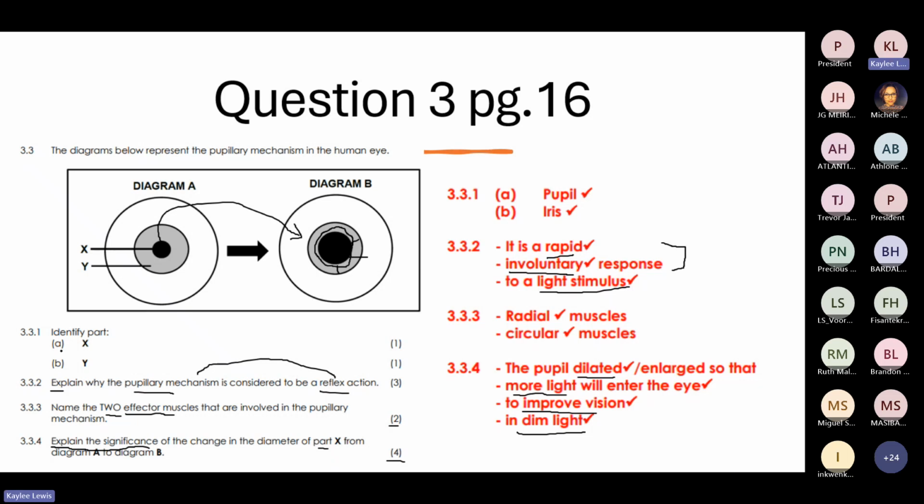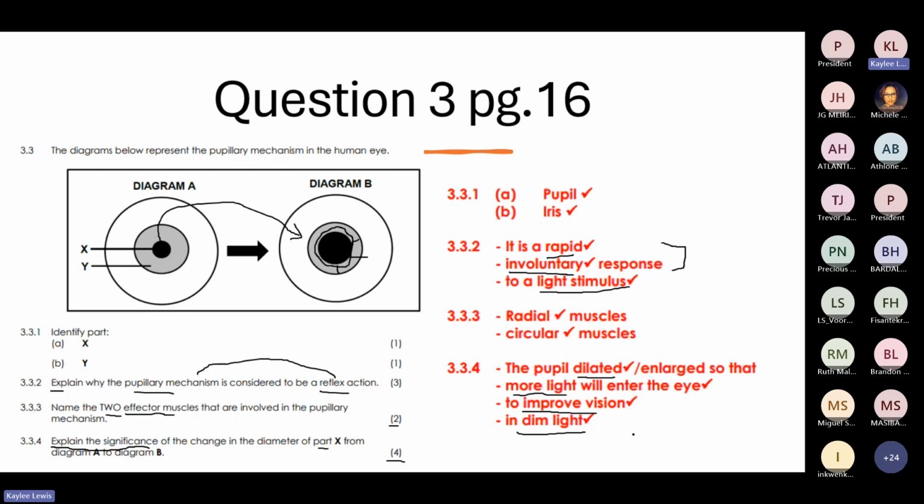So if we just look at the question again, it's saying explain the significance in the change in the diameter of part X from A to B. So yes, the pupil dilates. Why is the pupil dilating? So more light can enter the eye. But why do we want more light to enter the eye? Why is that important? So we can see better, so it can improve our vision in dim light. So we're ending off in the condition. So that's going to get you your 4 marks for that one.